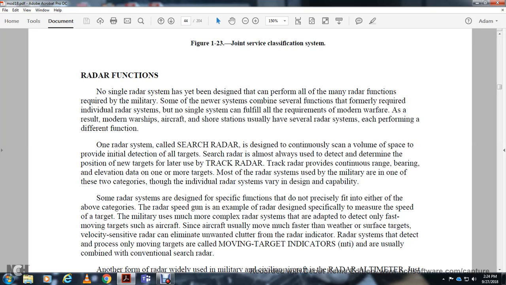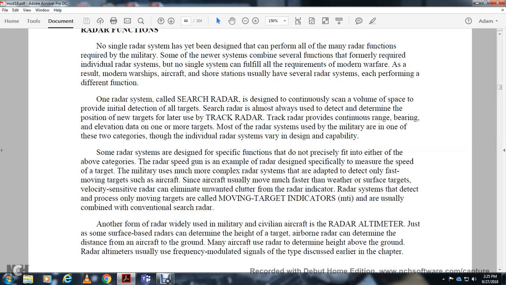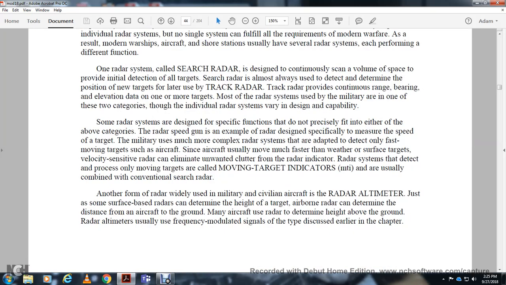One radar system, called the search radar, is designed to scan a volume of space and provide initial detection of all targets. Search radars almost always detect and determine the position of a new target for a later track radar. Track radar provides continuous range, bearing, and elevation data on one or more targets. Most radar systems fall into one of these two categories, with individual radar systems varying greatly in design capability. Some radar systems are designed for specific functions that do not precisely fit into either of the above categories.